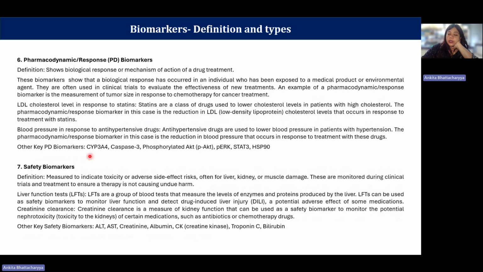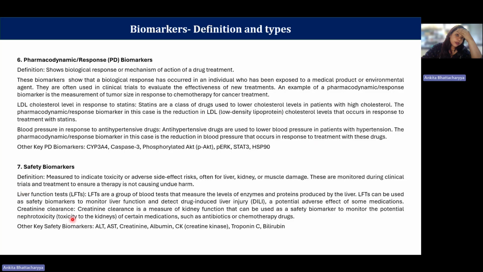Then we talked about pharmacodynamic or response associated biomarkers, and we talked about safety biomarkers also. So, when we say safety biomarkers, what does it mean? They basically measure toxicity or adverse side effect risks, often for liver, kidney, or muscle damage, monitored especially during clinical trials, to ensure that a particular treatment does not have very severe off-target effects or cause very extensive harm in an individual. And so that can be monitored.